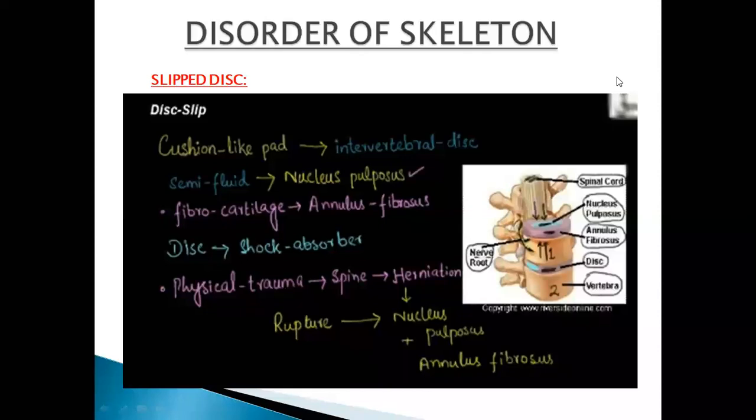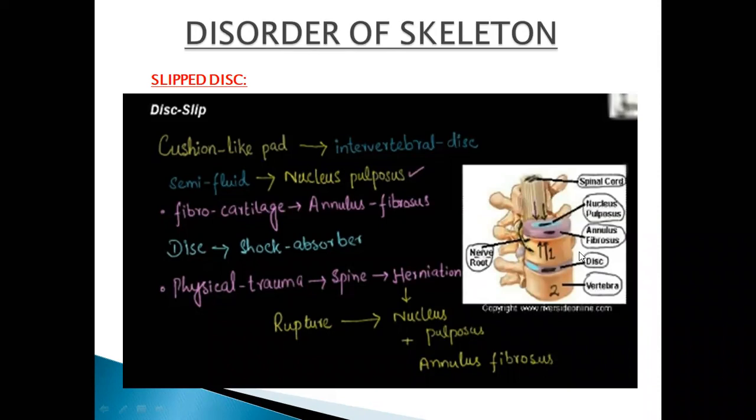The first disorder that we are going to discuss is the slip disc, or you can also call it the disc slip. This is a cushion-like pad which is present in the intervertebral disc. Here the diagram is given, class. You can see here the spinal cord. You know about the spinal cord, the part of the central nervous system present here.